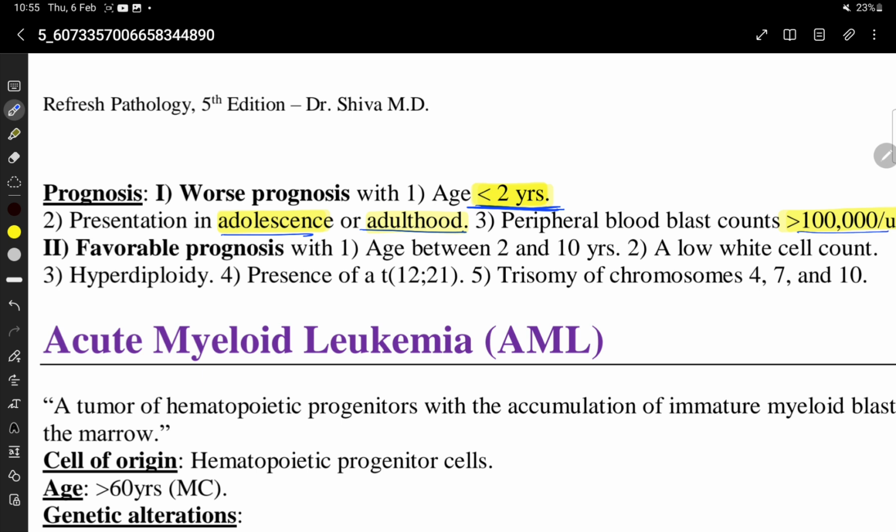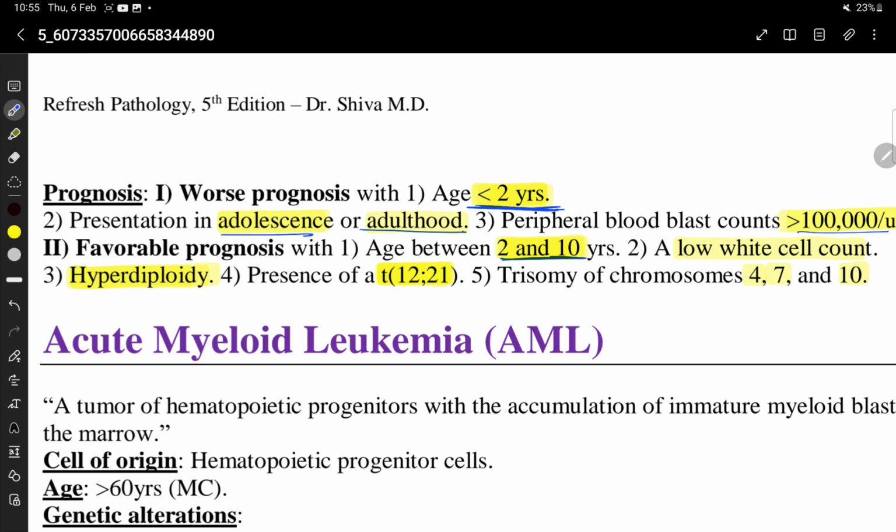Favorable prognosis if the age is between 2 to 10 years, a low white cell count, hyperdiploidy, presence of t(12;21), that is translocation between chromosomes 12 and 21, and trisomy of chromosomes 4, 7 and 10.